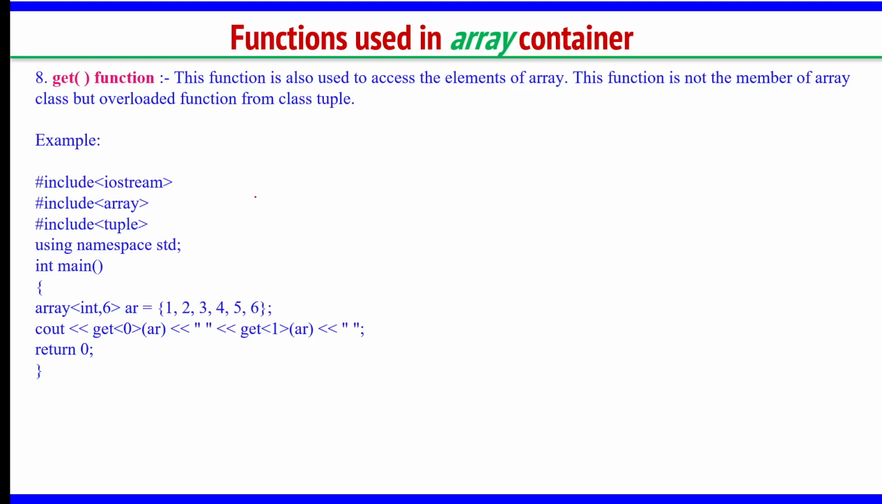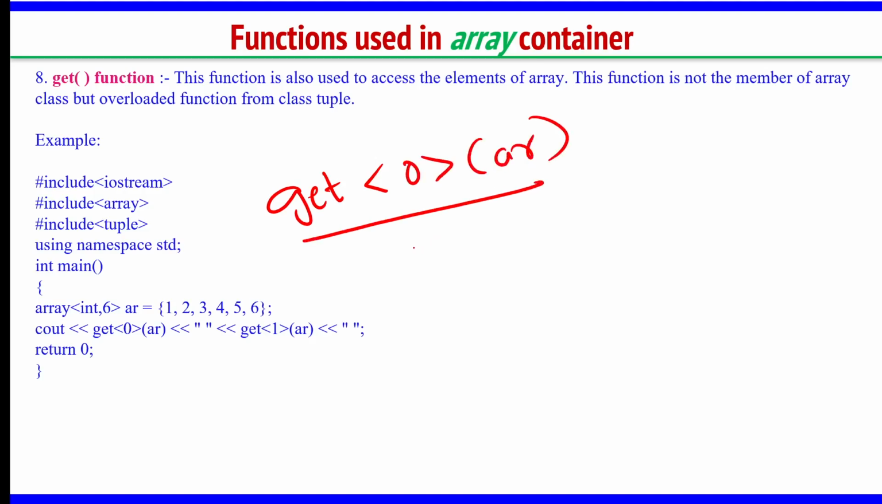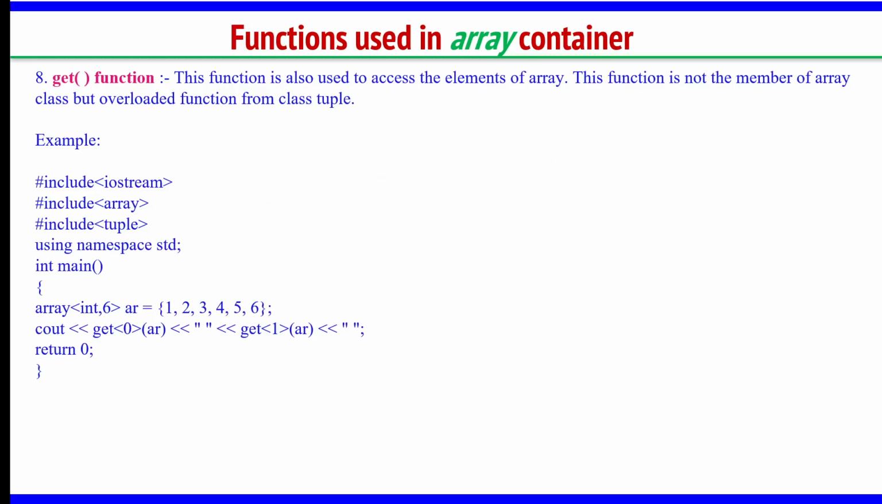Next, the get function. Get function is the same as your at function. Get is applicable for tuple, but still you can use it for arrays also. The syntax of get is the index location and the name of the array. If you give this, it will give the element at 0 of the array, right. So, this is about the array container.